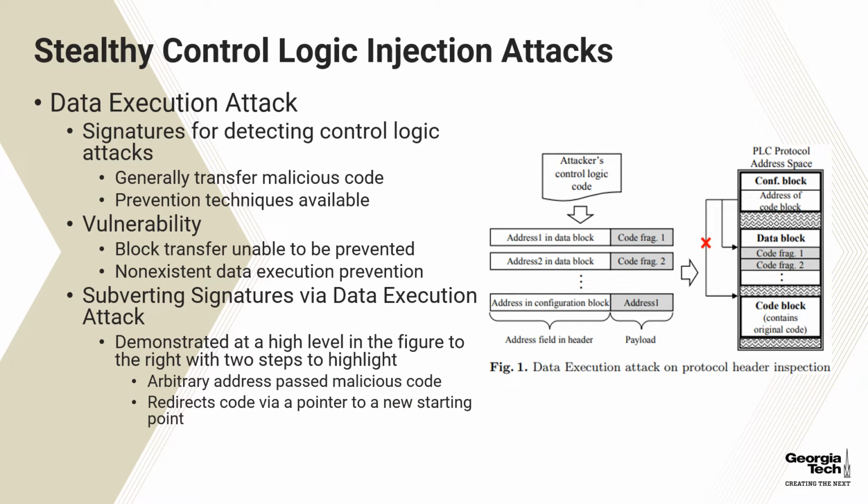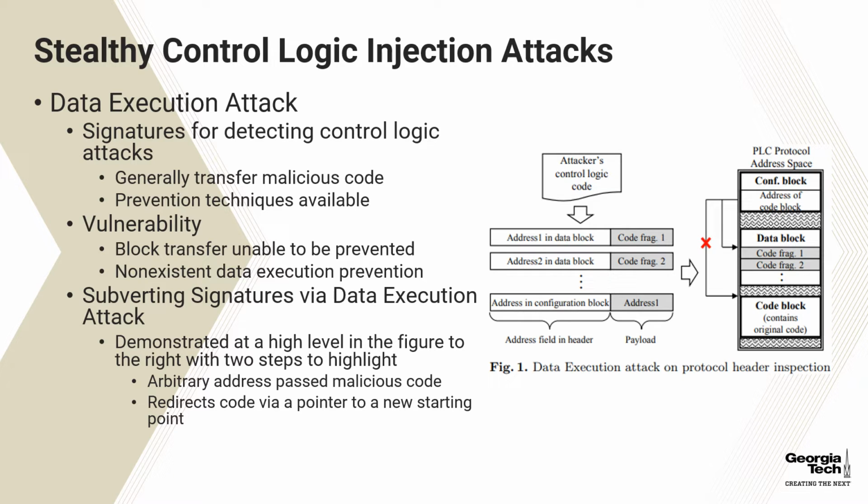So now let's take a closer look at stealthy control logic injection attacks. First up, we have the data execution attack. Here you'll see signatures for detecting control logic attacks. Generally, a block transfer containing the malicious code must take place. In this case, it is possible to prevent it by not allowing transfer of blocks containing code over the network. Next, you'll see the vulnerabilities.